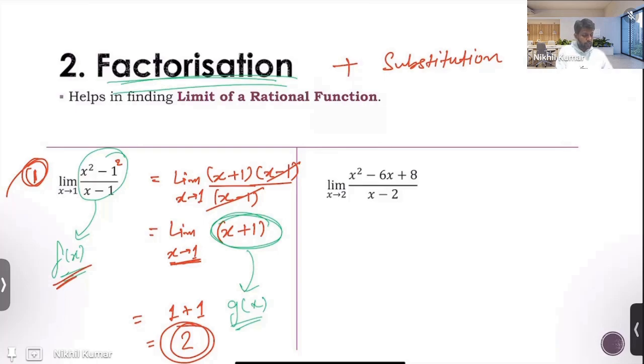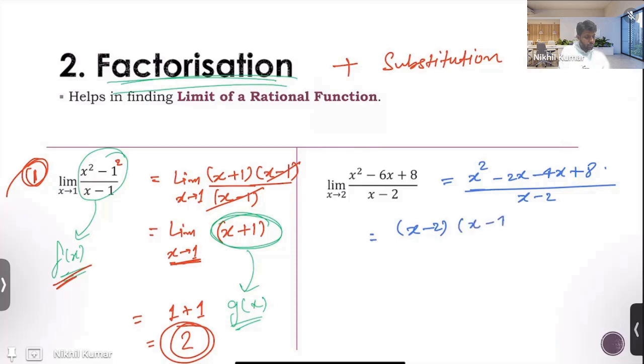Let's look at the second question. Can you factorize the numerator? I hope you have attempted this. You've tried to factorize it. And once you do that, let me quickly do it for you, okay? So x square minus 2x minus 4x plus 8 upon x minus 2. This will give you x minus 2 and then x minus 4. Okay, and here you have x minus 2.